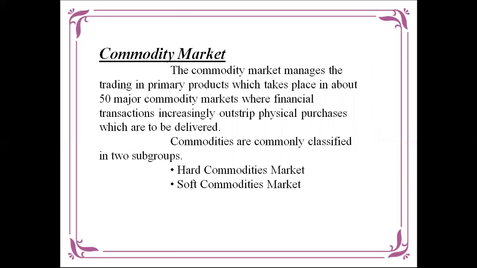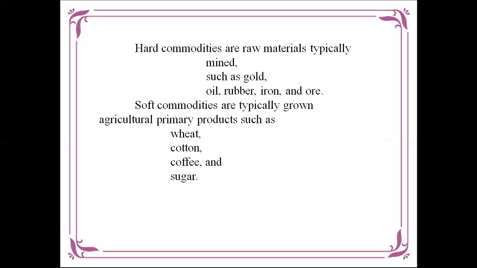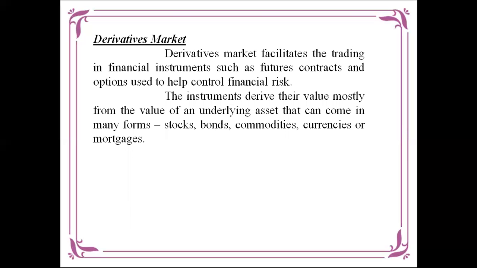Then the commodity exchange market. Commodities are hard commodities and soft commodities. Hard commodities are metals, coal, rubber, and oil. Soft commodities are food items: wheat, cotton, coffee, sugar. They are buying and selling the hard commodities and soft commodities. And this is the derivative market, in which they provide bonds, stocks, shares, securities, currencies and foreign exchange. These are happening in the market.